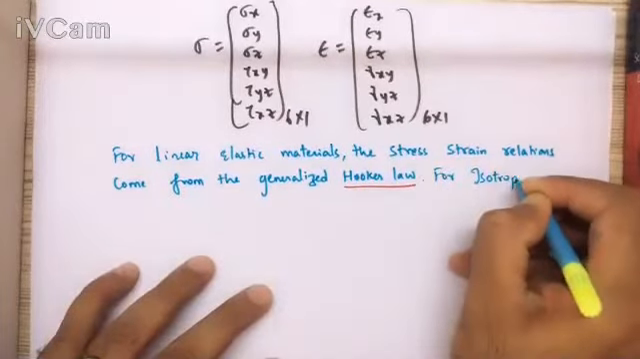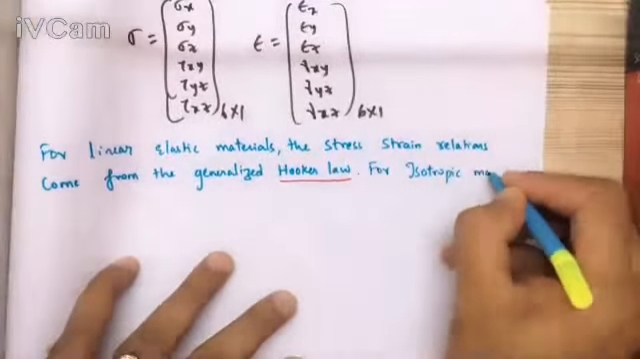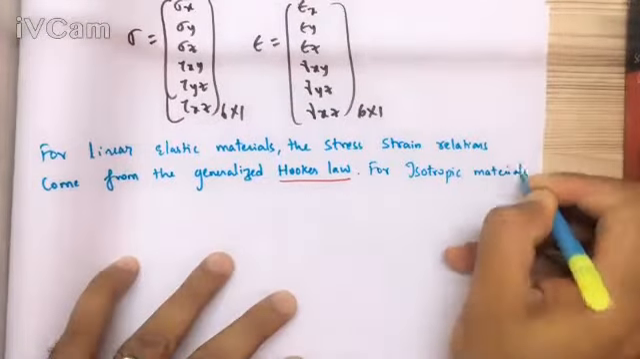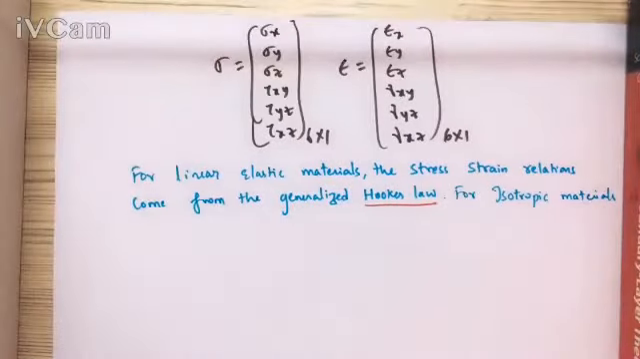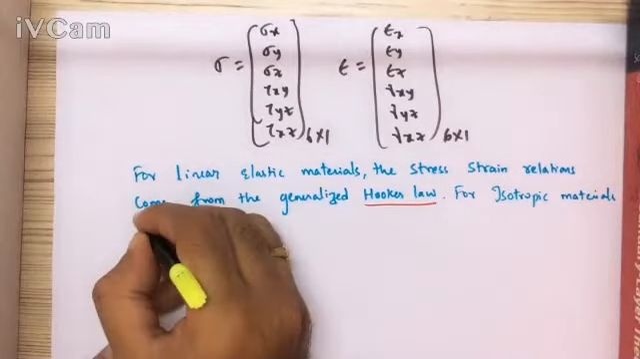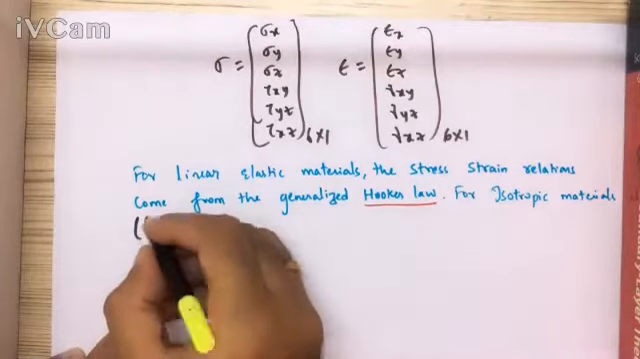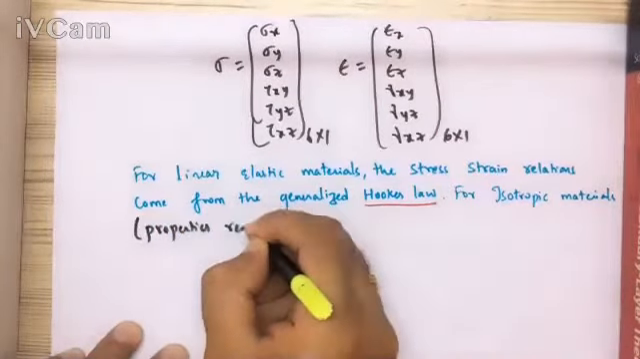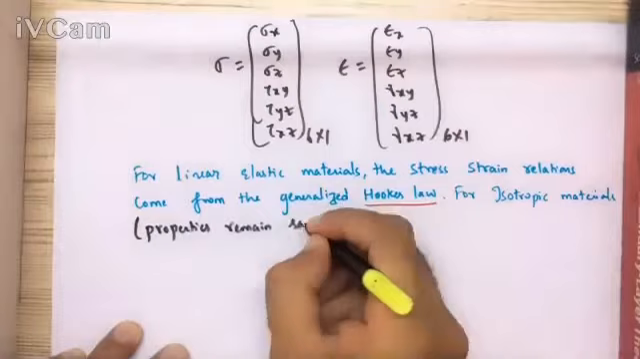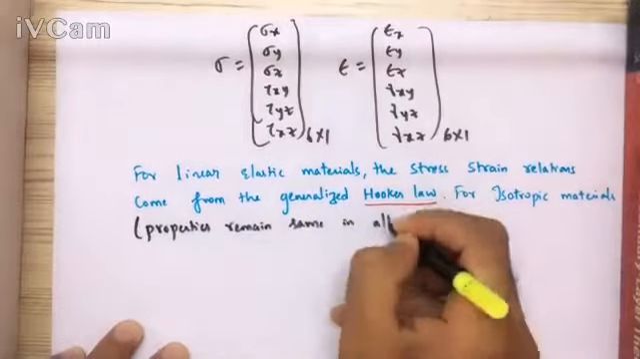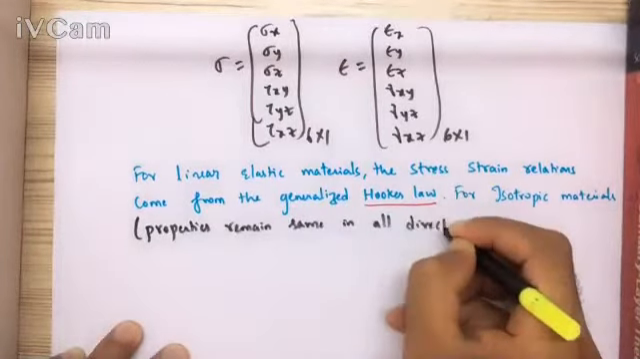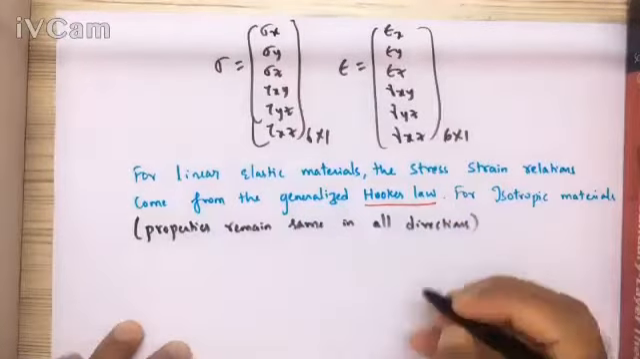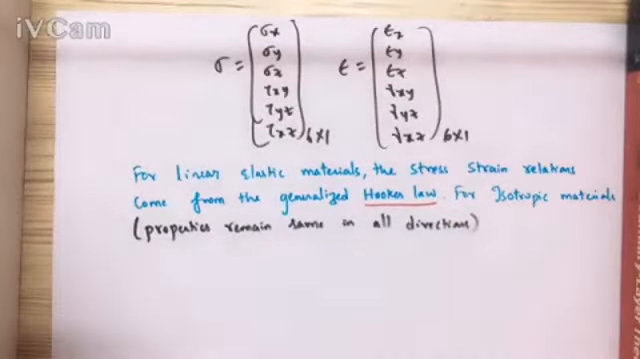For isotropic materials, and what do you mean by isotropic materials? Isotropic means properties remain the same in all directions. Properties remain the same in all directions.